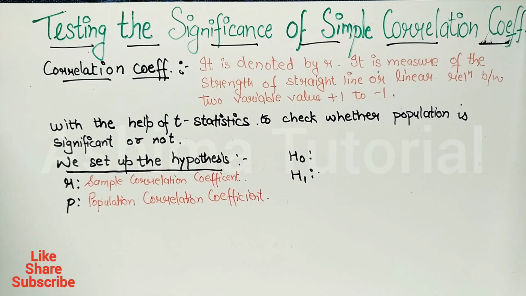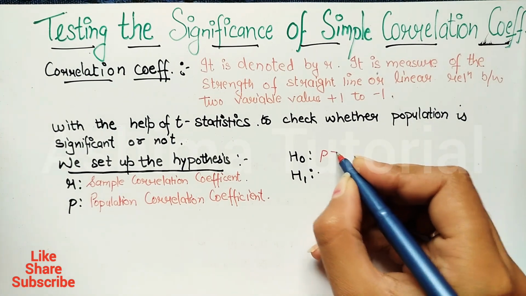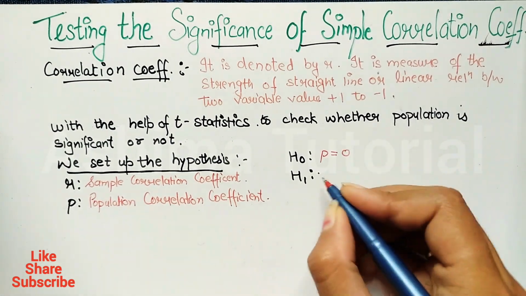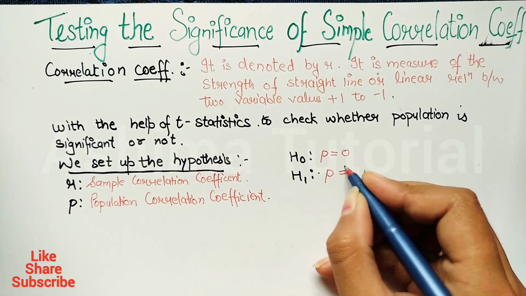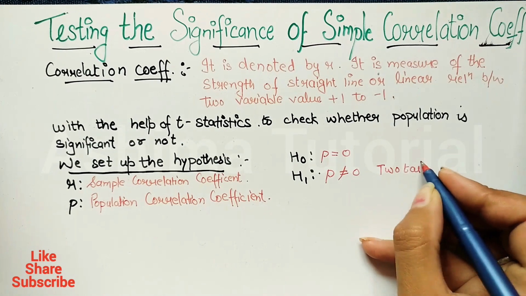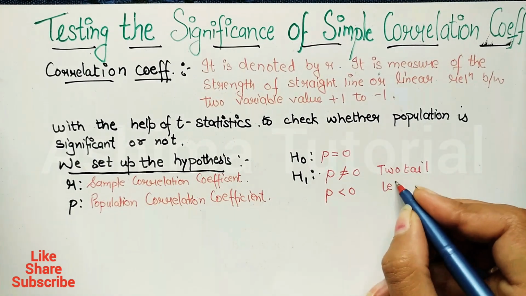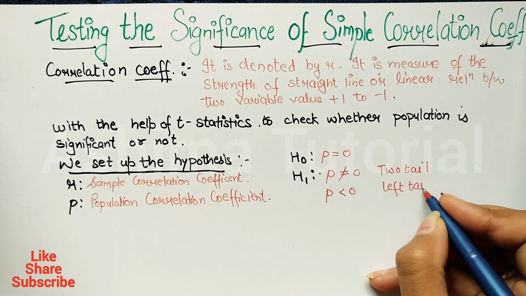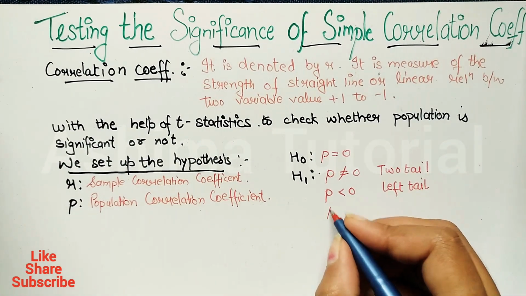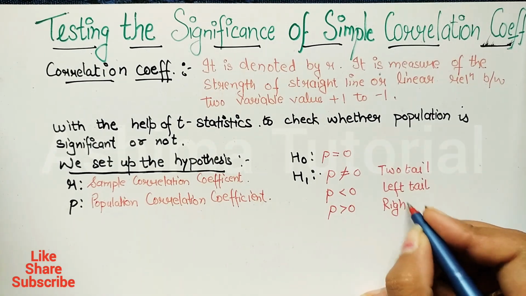Null hypothesis in which rho is equal to 0. That means population correlation coefficient is 0, and in alternative hypothesis rho is not equal to 0, which is condition of two tail, and rho is less than 0, which is condition of left tail, and for rho greater than 0, which is condition of right tail.